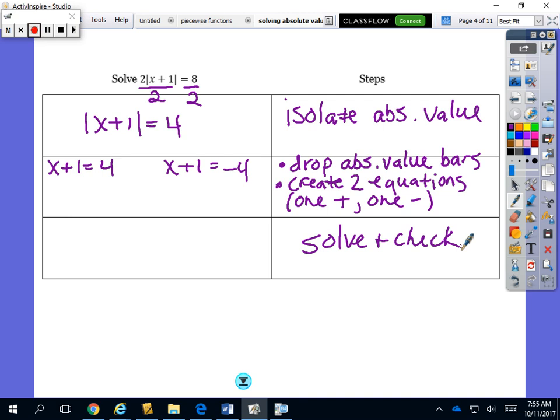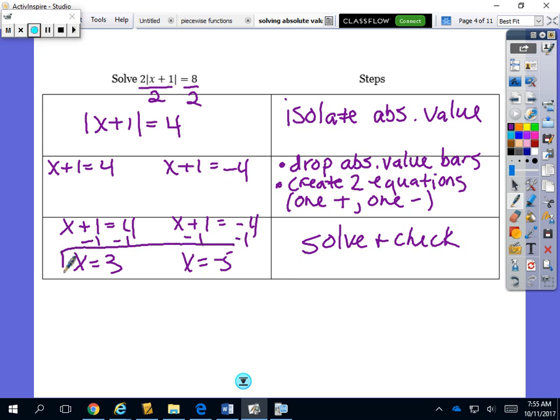So to solve, I'm going to write it again so it's in the correct box, and subtract 1 from both sides. So I have x equals 3, and subtracting 1, x equals negative 5. Check those solutions. If I put 3 in, 3 plus 1 is 4, absolute value of 4 is 4. Negative 5 plus 1 is negative 4, and the absolute value of negative 4 is 4. So these solutions are both valid.